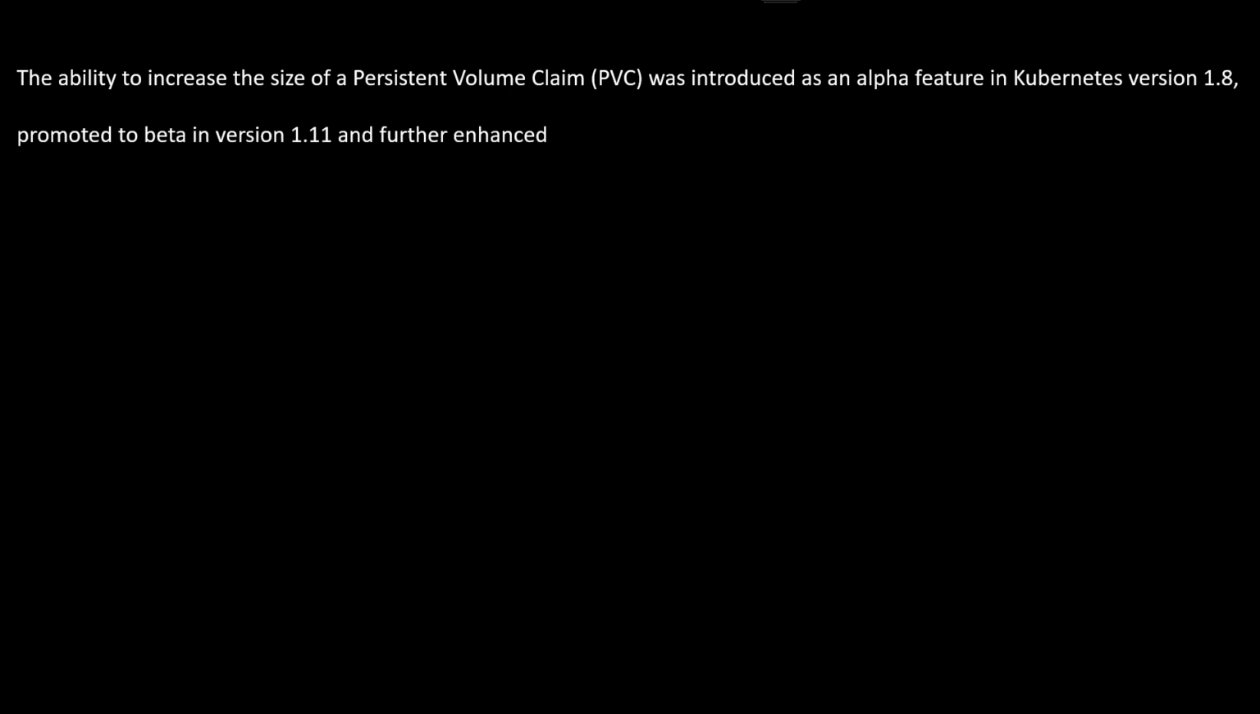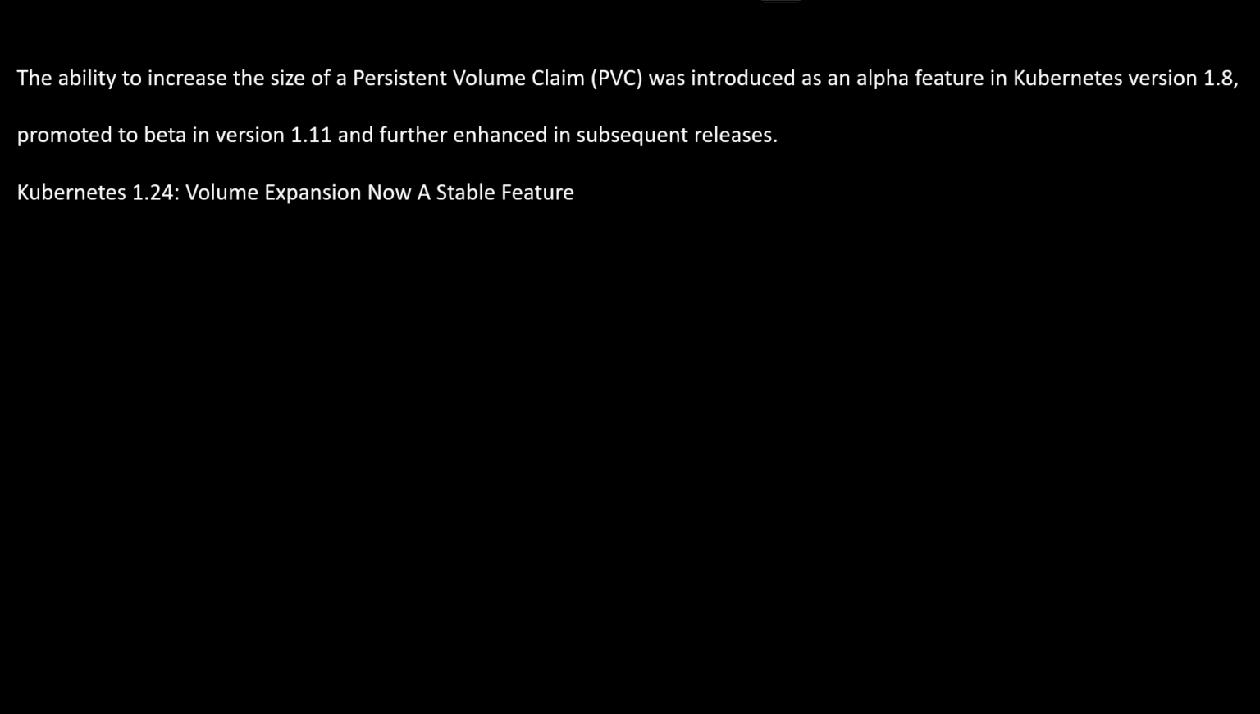Today my topic is how we can increase the persistent volume claim. The ability to increase the size of a persistent volume claim, that is PVC, was introduced as an alpha feature in Kubernetes version 1.8. Thus we can say that it is quite an old feature. It was promoted to beta in version 1.11, with further enhancements in subsequent releases. The stable version you will observe in 1.24.